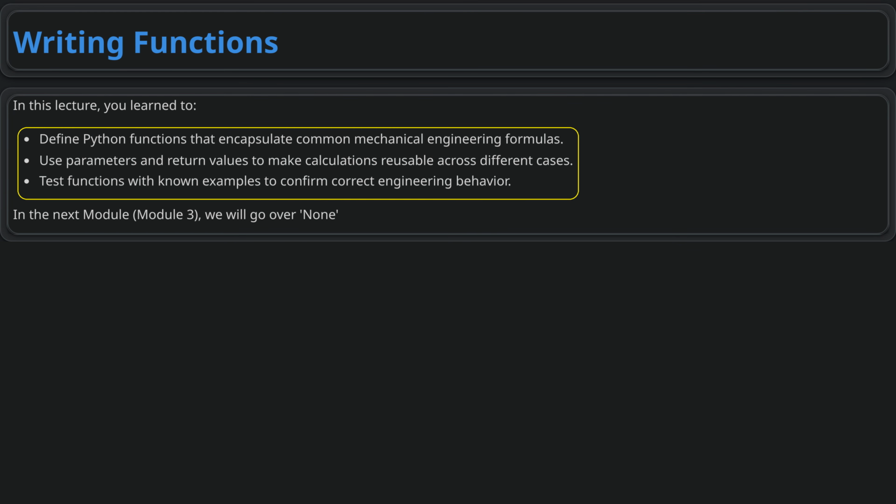In this lecture, you learn to define Python functions that encapsulate common mechanical engineering formulas, use parameters and return values to make calculations reusable across different cases, and test functions with known examples to confirm correct engineering behavior.